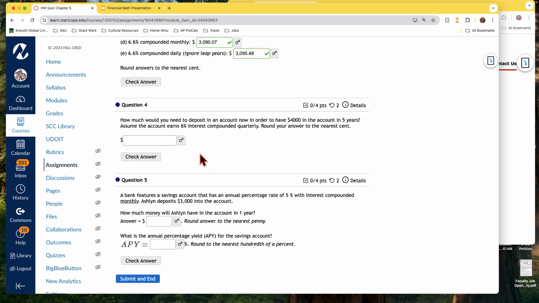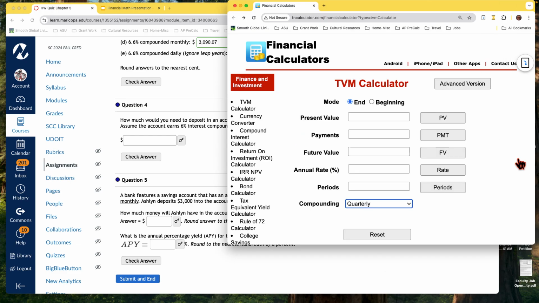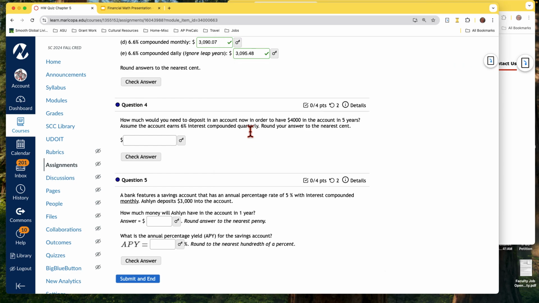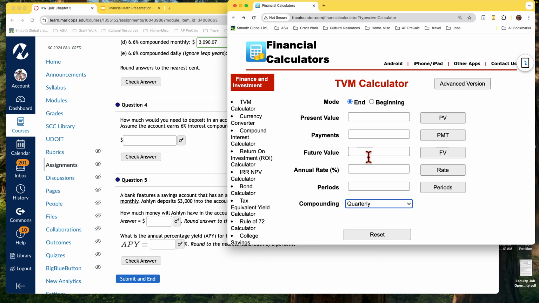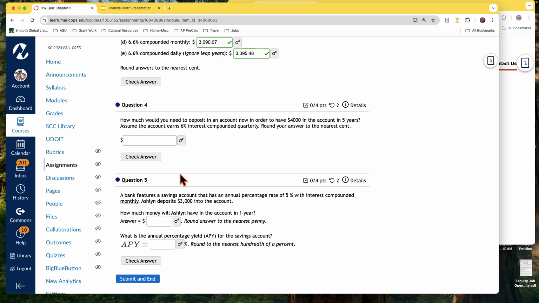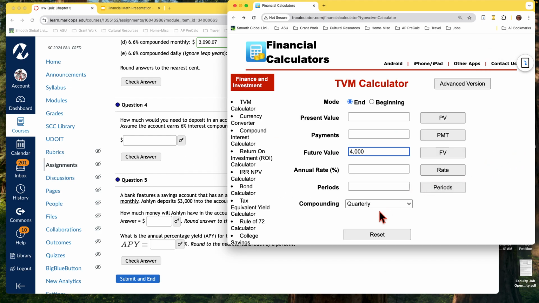So this amount, this 4,000, what kind of a value is that? Where do I put that? Future value, in order to have. That's what we want to have in the future. It's 4,000, and I'm going to put it as positive because that's what I want to come back to me, right? Makes sense? 5 years from now. But I'm doing it quarterly. So 5 years is how many periods? 5 times 4 gives us 20.